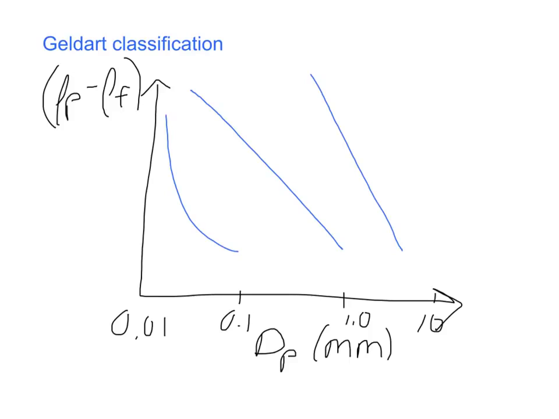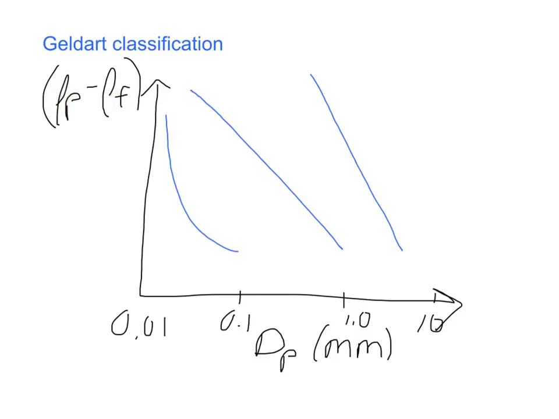So there are different types of fluidization. I mentioned the bubbling and the non-bubbling, and there are actually two other kinds as well. They have a classification system called the Geldart classification, which classifies powders based on the particle diameter and the relative difference between the particle density and the fluid density.